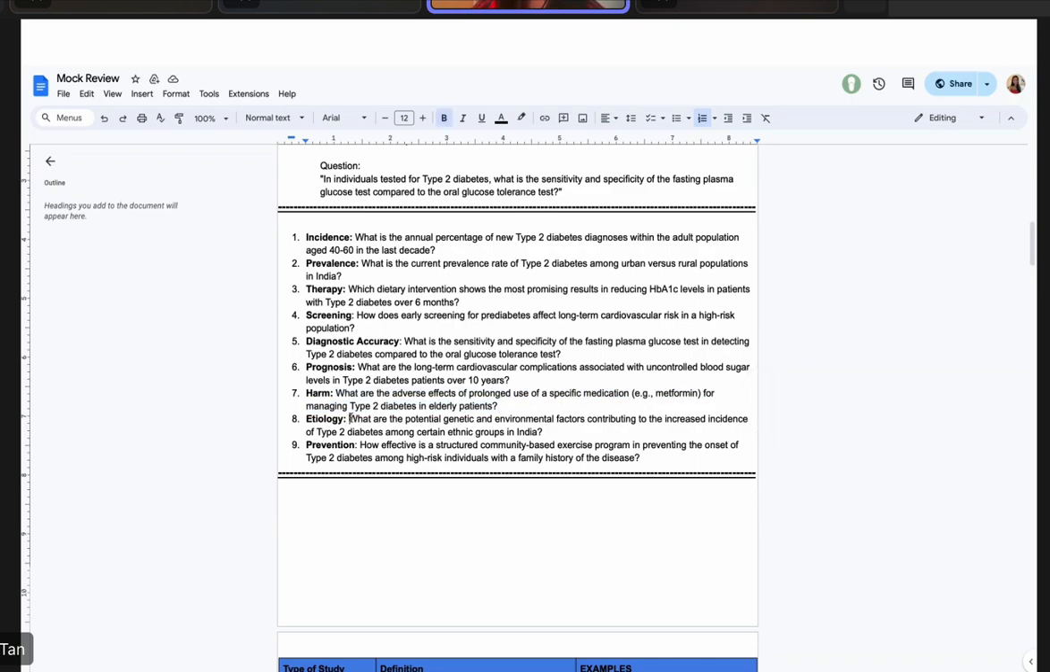And then etiology, what are the potential genetic and environmental factors contributing to the increased incidence of type 2 diabetes among certain ethnic groups in India? Now, this one is a little bit of epidemiology, more incidence, statistic rates, and kind of epigenetic stuff as well over here. So these factors. And in your prevention, how effective is a structured community-based exercise program in preventing the onset of type 2 diabetes among high-risk individuals with a family history of the disease? So they're looking at an intervention here. Structured community-based exercise program. That's your intervention.